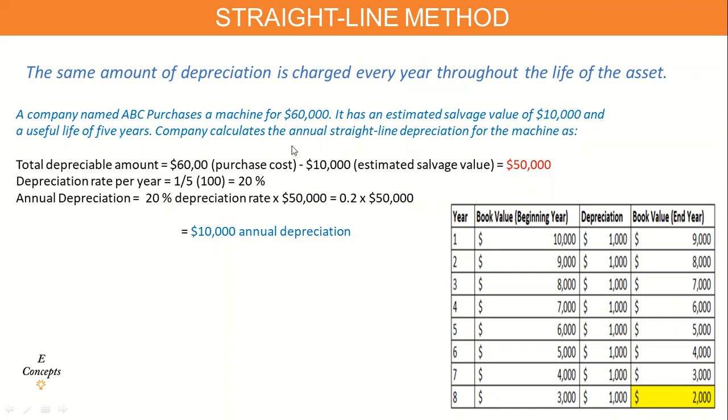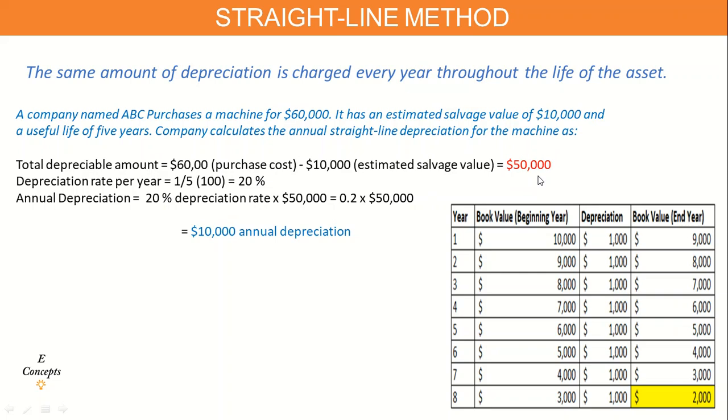Company wants to calculate the annual straight line depreciation for the machine. So we have a total depreciation amount of $60,000, and if we subtract the estimated salvage value of $10,000 from $60,000, we will have $50,000. So this amount has been depreciated with time over 5 years.